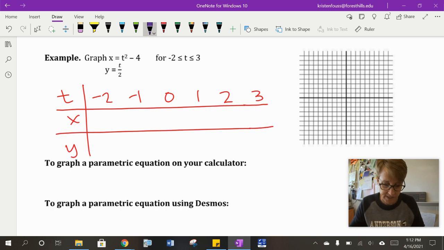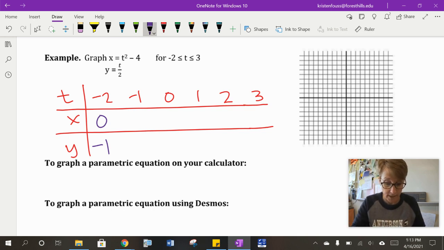All right, so if t equals -2, x equals t squared minus 4. So -2 squared minus 4 would be 0. And then if I plug -2 into the y equation, I get -2 over 2, which would be -1. So at time -2, we have an ordered pair of 0, -1. And that's what we'll end up putting on the graph. I'm going to go ahead and get my chart done first, and then I'll plot the points.